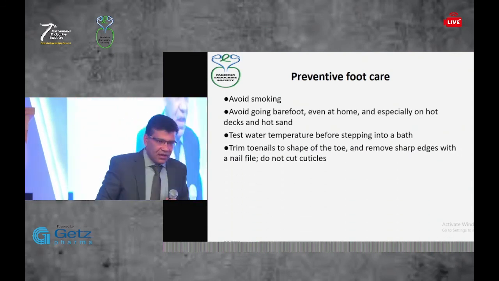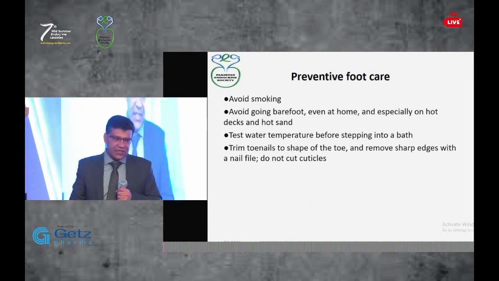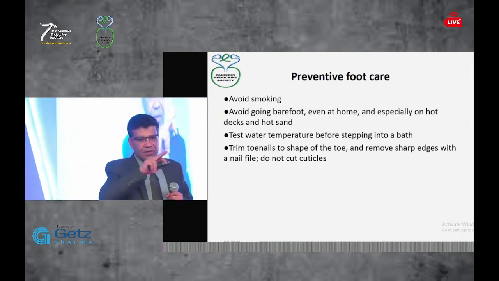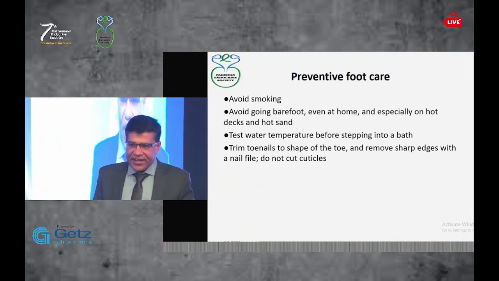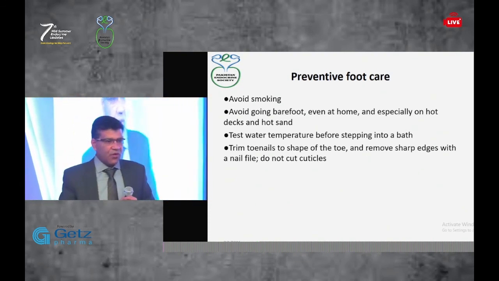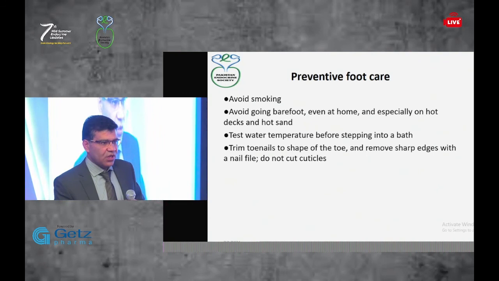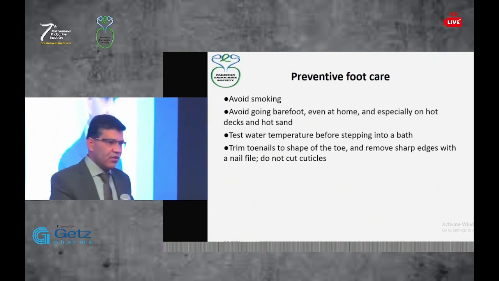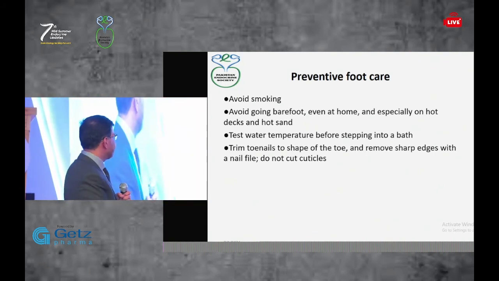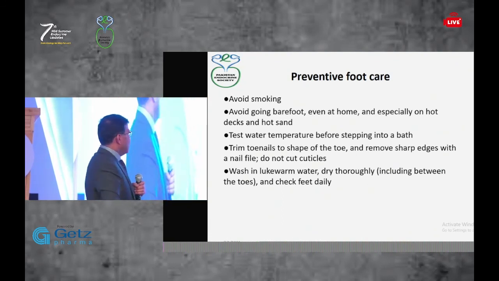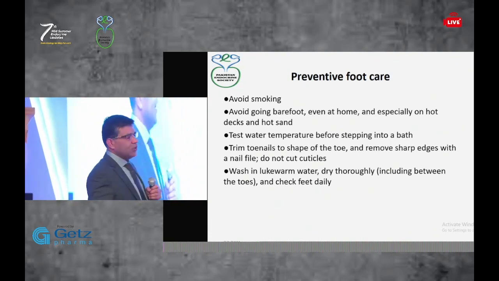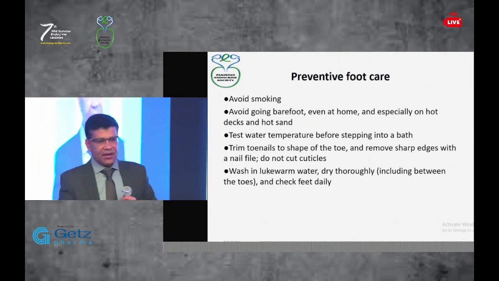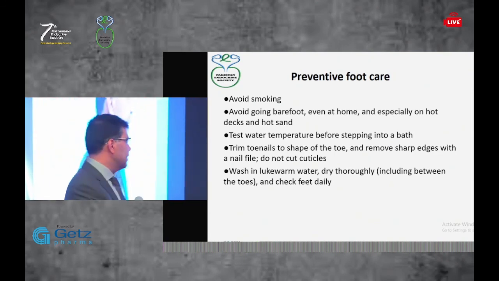The trimming of the nails is very important. They should keep cutting them straight, and avoid cutting the cuticles, from which areas infection can spread, since diabetic patients are very vulnerable to infection. Wash in lukewarm water daily, and they should dry their hands and legs after washing.